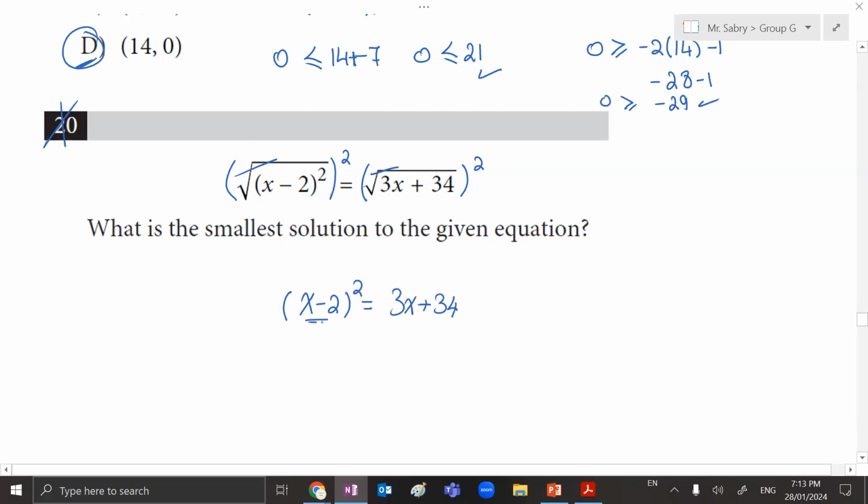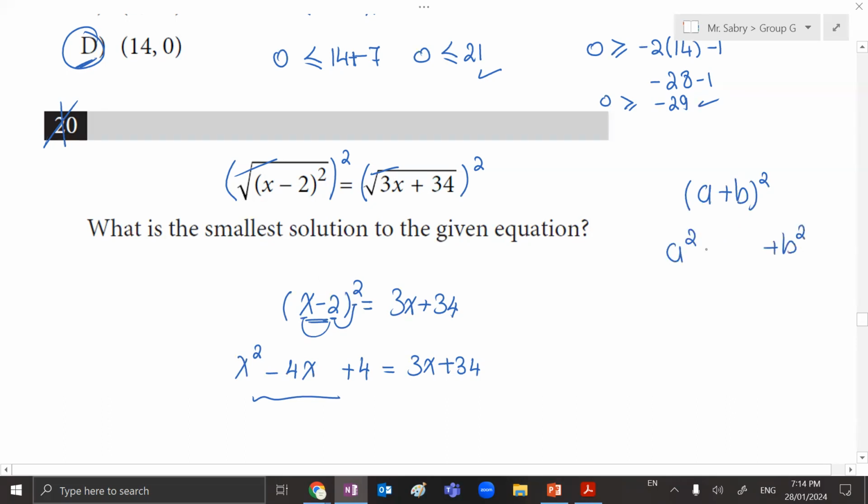Now in order to expand this, I'll have to do أول واحد power 2, leave some space, تاني واحد power 2, and then this times 2, which will get me negative 4x in the middle. All of this is equals to 3x still plus 34. This is a very important thing that most people forget. If I have two things in a bracket to the power of 2, the first one to the power of 2, the second one to the power of 2, and in the middle we multiply all three of them.